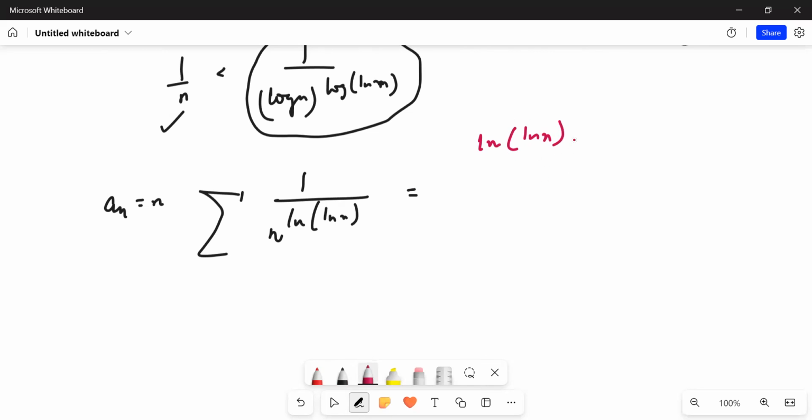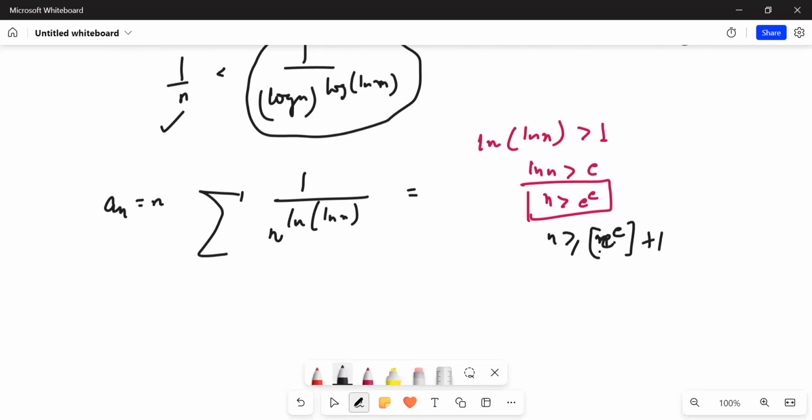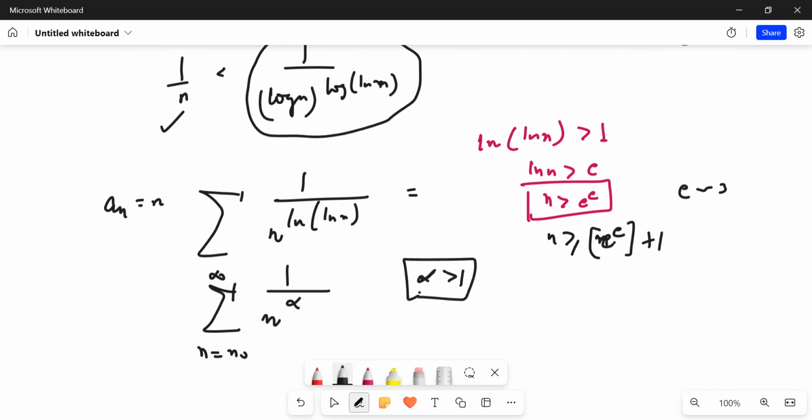So I know that ln of ln n can be made greater than 1. Just see how. ln of ln n can be made greater than 1, so it implies that if I take n greater than e raised to power e, so certainly the next natural number to this would be the greatest integer of e raised to power e plus 1. If you take even approximate e as 3, then 3 raised to power 3 is 27. So something around 28. So beyond 28, I can say that for all n equal to n naught towards infinity, this can be written as n raised to power something alpha, where alpha is greater than 1. Understand my point. Please do understand my point.